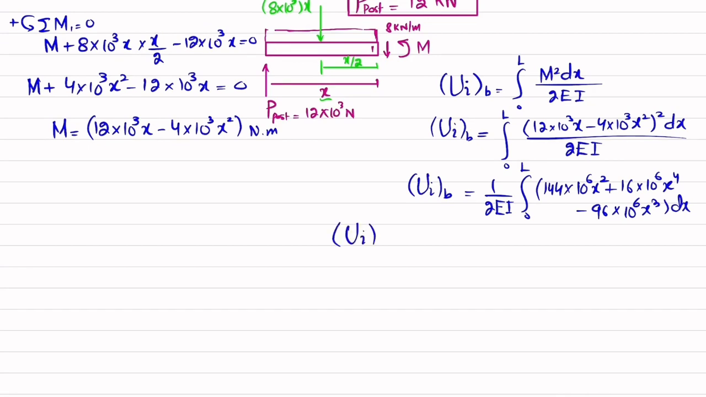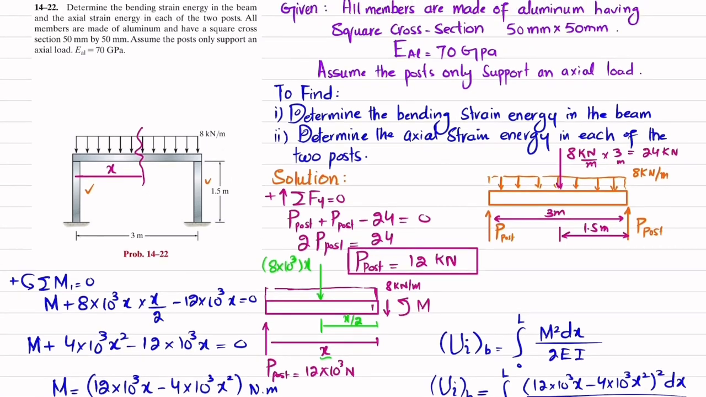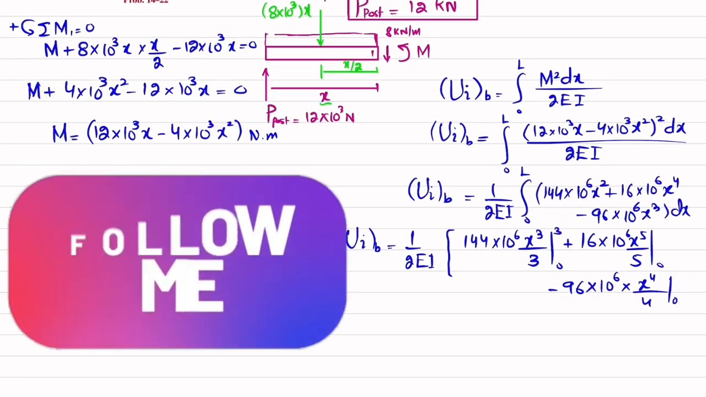Okay, again this bending strain energy will be equal to 1 over 2EI, and what we will take is the integral. So 144 into 10 to the power 6 x cube over 3, limit from 0 to L, plus 16 into 10 to the power 6 x^5 divided by 5, limit from 0 to L, minus 96 into 10 to the power 6 into x power 4 divided by 4, limit from 0 to L. Okay, and you can see x starts from 0 to x equal to L, 3 meter, not L3. Total length is 3. So I will remove this and write 3.